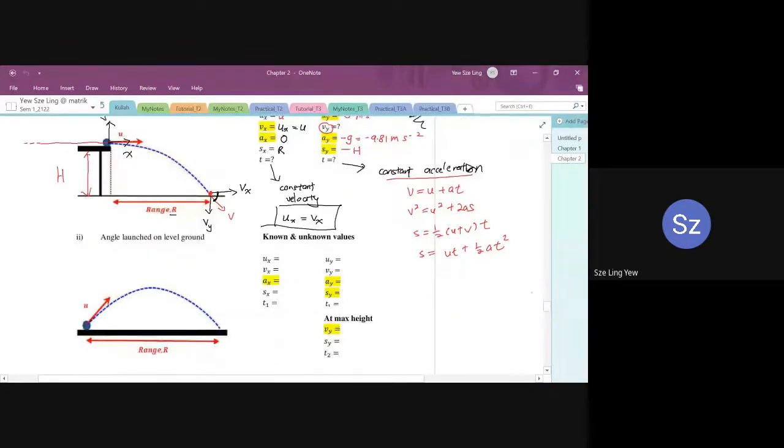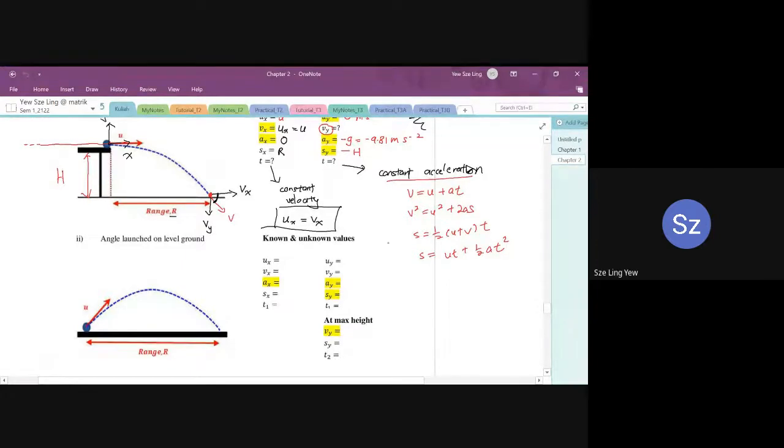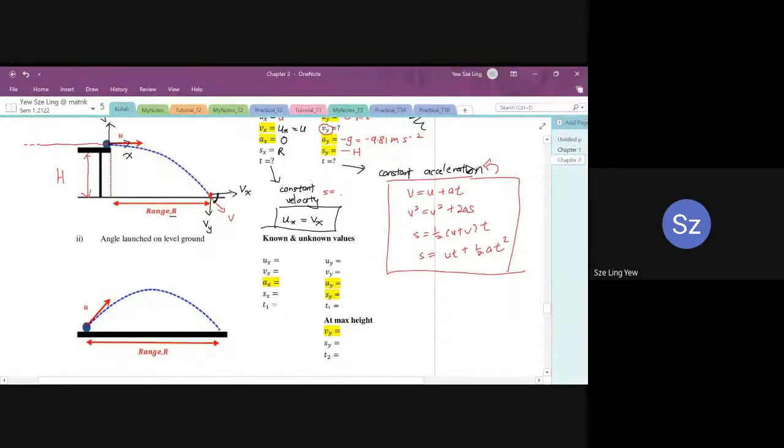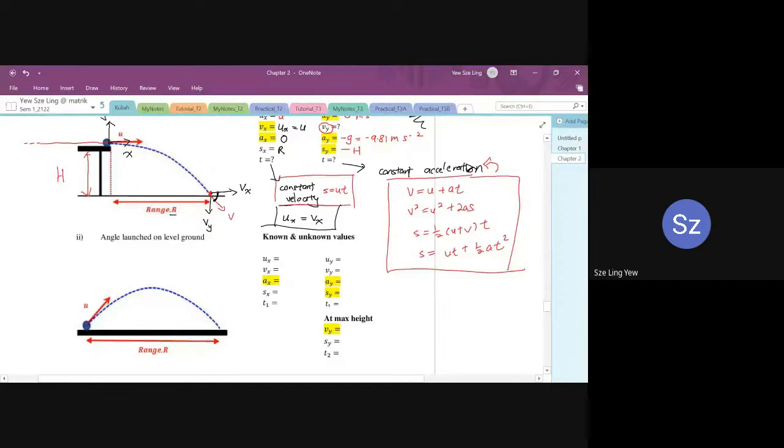So for constant velocity, which equations are we going to use? We don't use these 4 equations. These 4 are only for constant acceleration. When it comes to constant velocity, you can straight away use S equals UT. So this is for constant velocity. S equals UT.